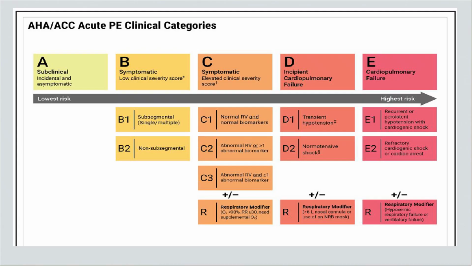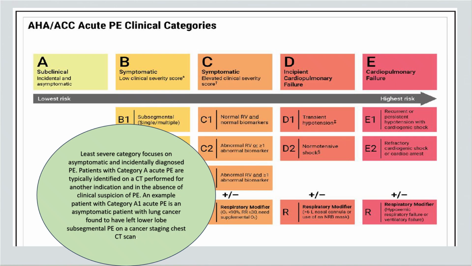So let's start with A. A is subclinical, incidental, and asymptomatic. Basically, it is the least severe category, which focuses on asymptomatic and incidentally diagnosed PE. As an example, what they have given in the guidelines is category A1, which means an acute PE that is incidentally diagnosed. A patient with lung cancer came for a CT chest for staging and was incidentally found to have a left lower lobe subsegmental PE.